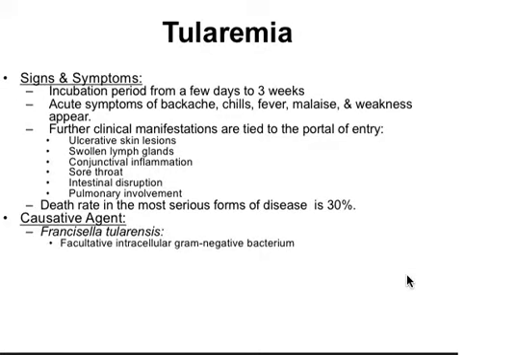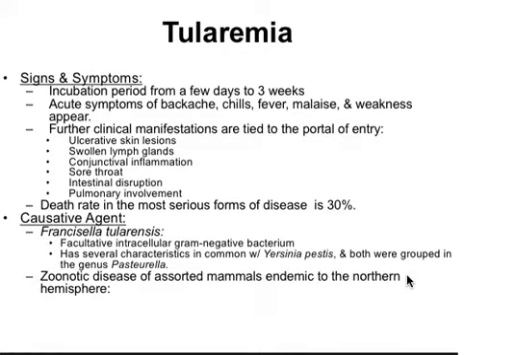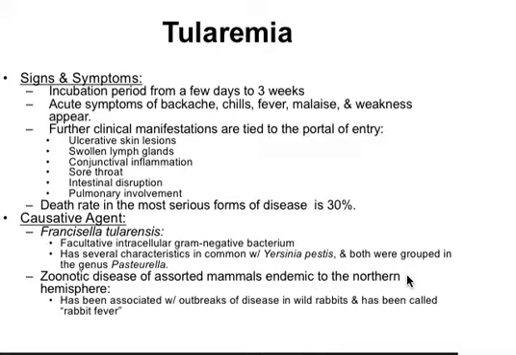The causative agent is Francisella tularensis, a facultative intracellular gram-negative bacteria, which means that it's generally found inside the cells but can also grow outside them. It has several characteristics in common with Yersinia pestis. Both were grouped in the genus Pasteurella. It's a zoonotic disease of assorted animals endemic to the northern hemisphere. Thus, it's been called rabbit fever. It's currently listed as a pathogen of concern on bioterrorism lists.